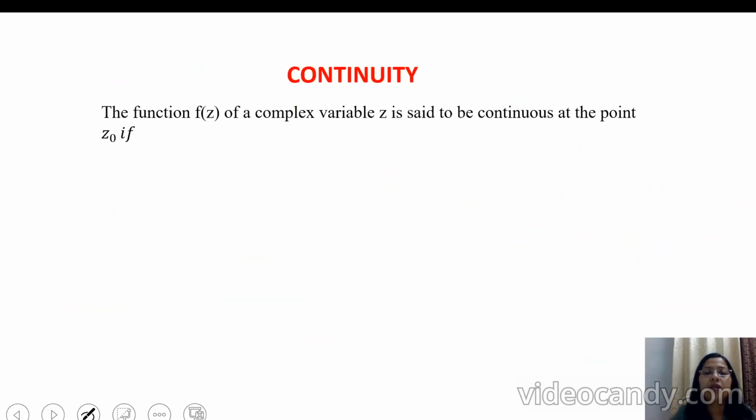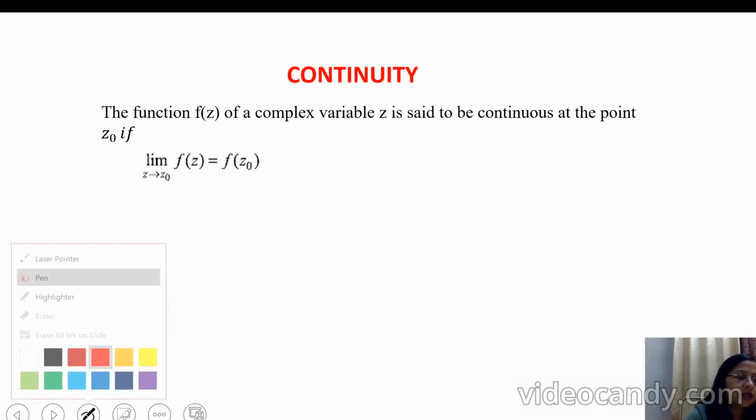Next is continuity. In lower classes we had heard about continuity. There we had studied that the left hand limit should be equal to the right hand limit, which should be equal to the value of the function at that particular point at which we are checking continuity. Right, so here a function f(z) of a complex variable z is said to be continuous at the point z naught if the limit as z tends to z naught of f(z) is equal to f(z naught). So this is the condition for f(z) to be continuous.